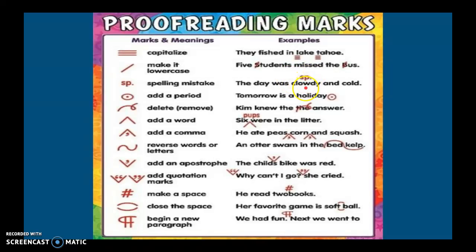Every sentence must have punctuation. If it does not, we need to add them. So, when we need to add a period, we use this bullseye symbol. Tomorrow is a holiday is a great sentence, but they need a period at the end, so the editor used this symbol.